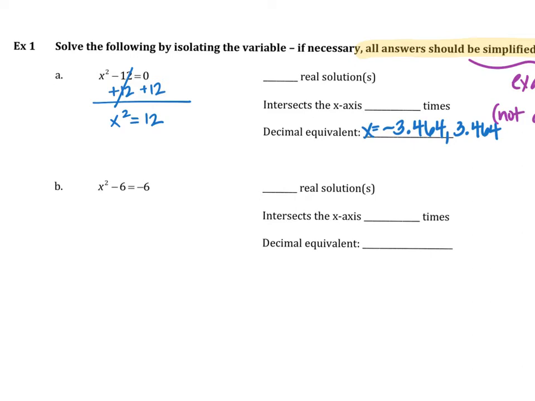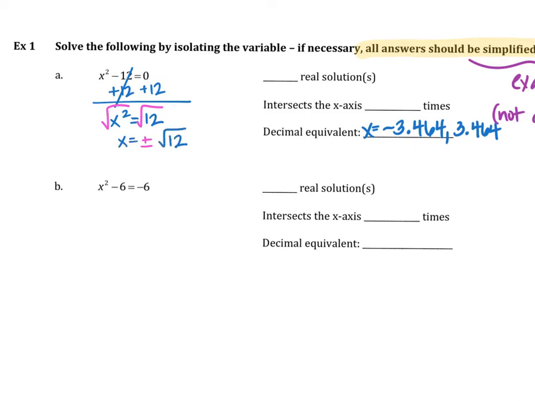Okay, now x squared is isolated, but we want to isolate x, so to undo a squared, the inverse operation is to take the square root. So I'm going to take the square root, and I'm going to automatically write my plus or minus because I know all quadratics have two solutions. So I'm left with square root of 12.